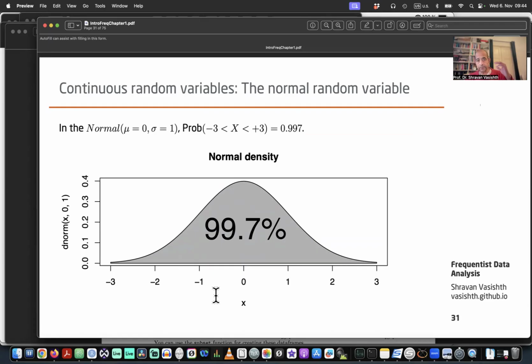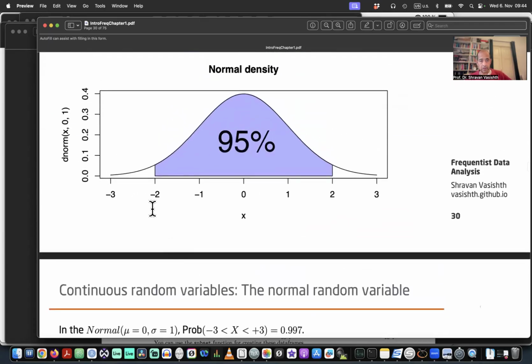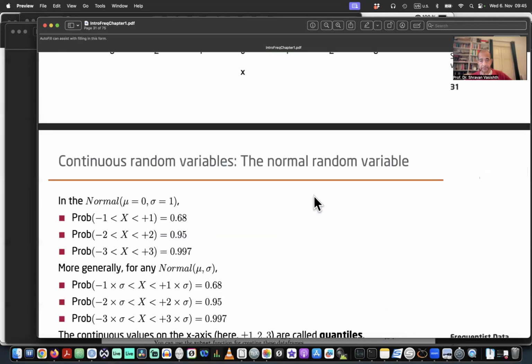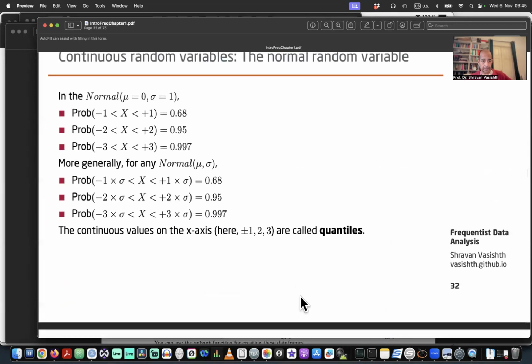Okay? So please remember this always, that if we go +2, -2 around the mean, we cover 95% of the area under the curve, right? So the probability of observing a value between +2 and -2 in the standard normal is going to be about 95%. Very important property.